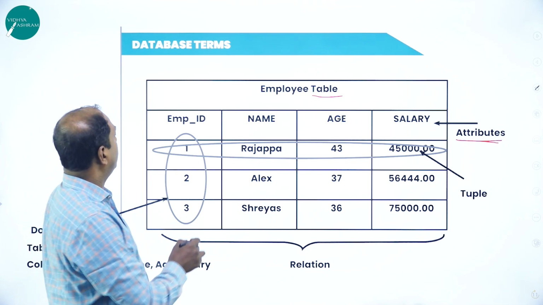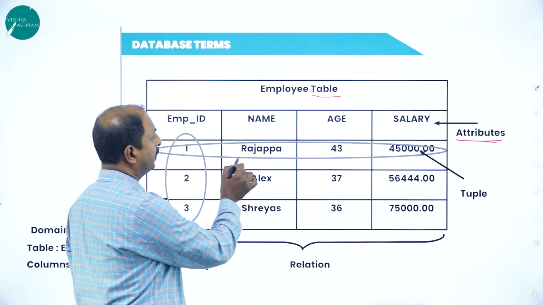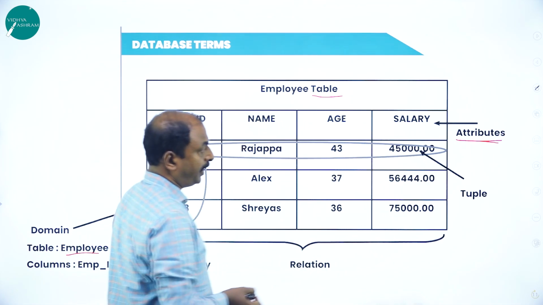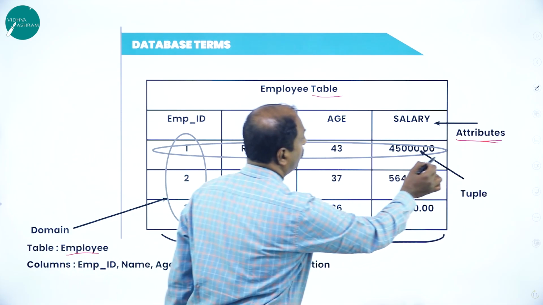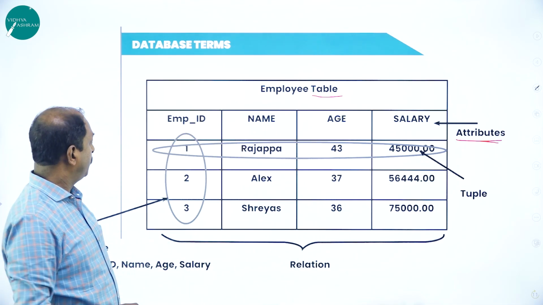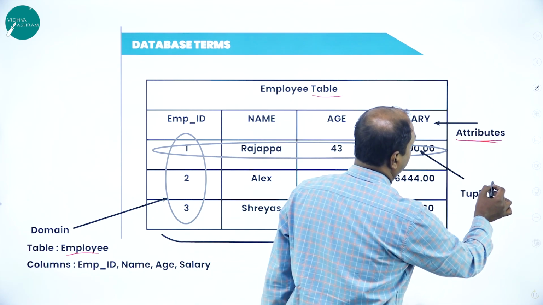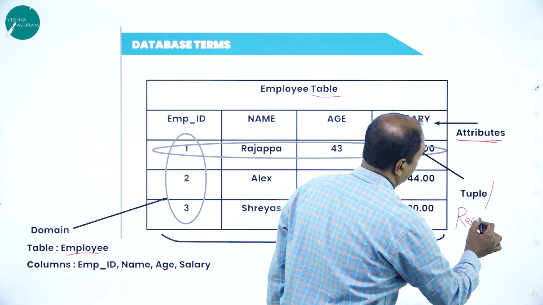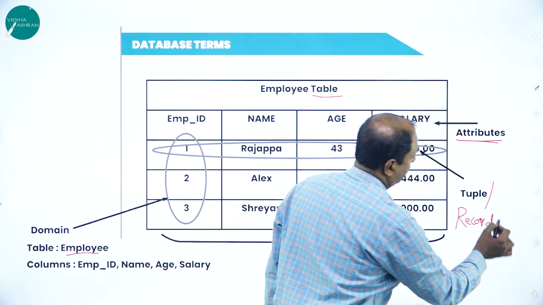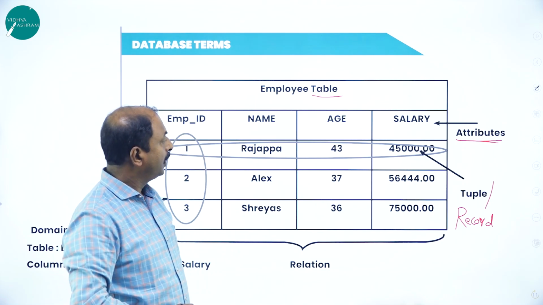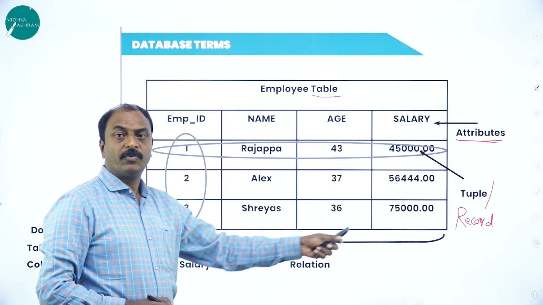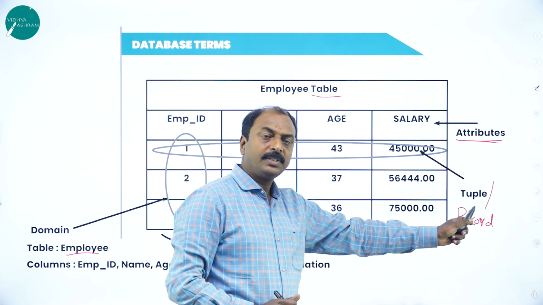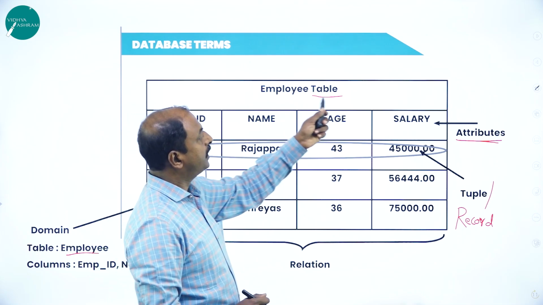Now, here the entire row, here 1, this is the employee ID, name, age and the salary. This complete one row is called a record. Another name is tuple. So, this is nothing but one record. Another name of tuple is record. So, this table is made of a number of rows and each row forms one record, or another name is tuple. And this is table.